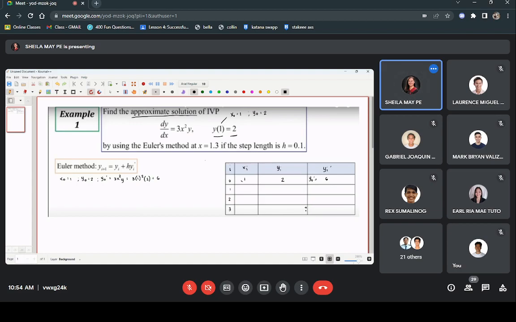Copy, class. Now we have our step at 0.1. So 1 plus 0.1, that's 1.1.